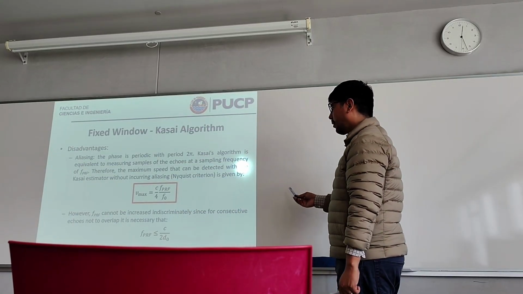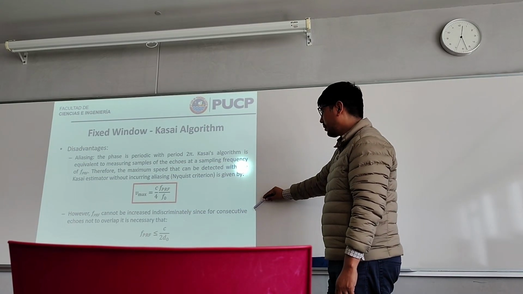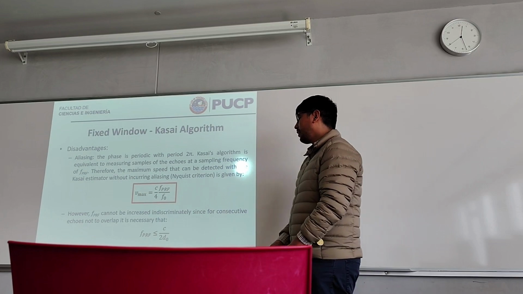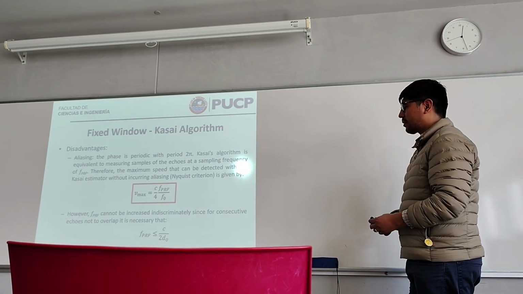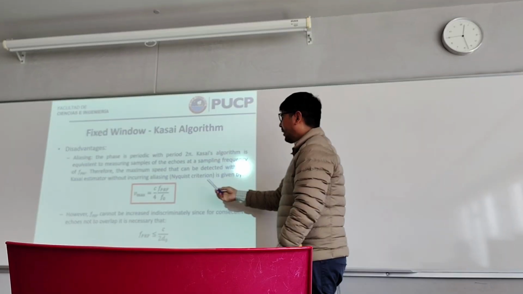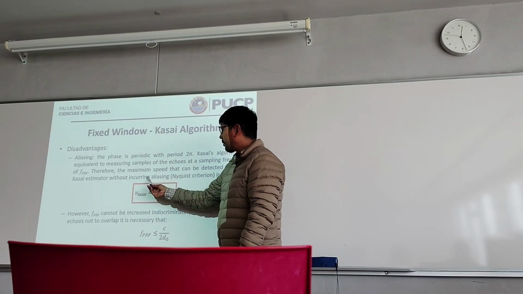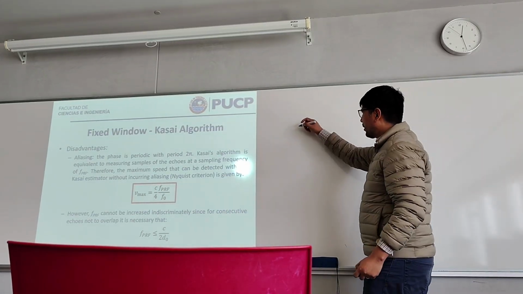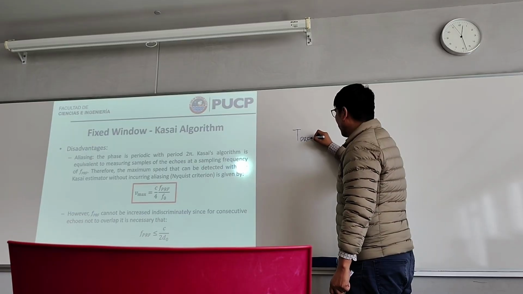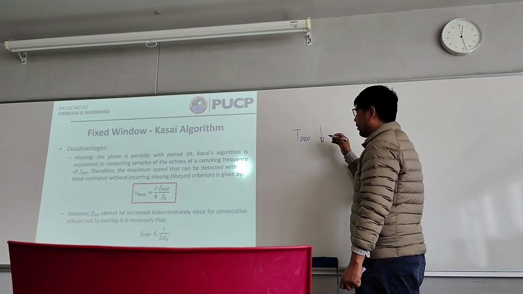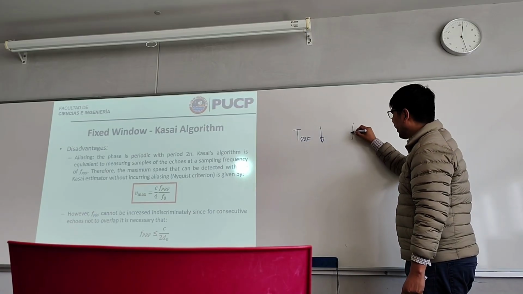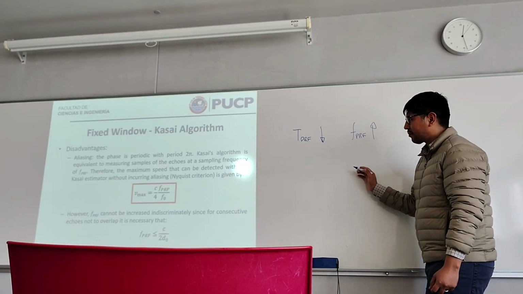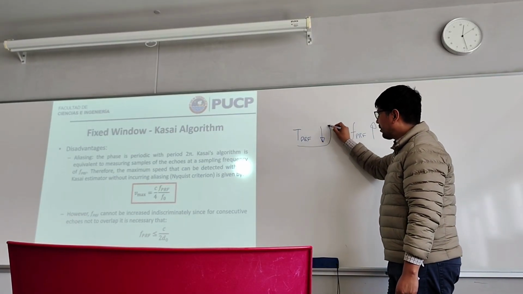However, FPRF cannot be increased indiscriminately, since for consecutive echoes not to overlap, it's necessary that FPRF is less than c over D0. Due to the aliasing, we would like to have the TPRF, the period between different excitations, as low as possible. So the FPRF will be very large, which is good to avoid aliasing.